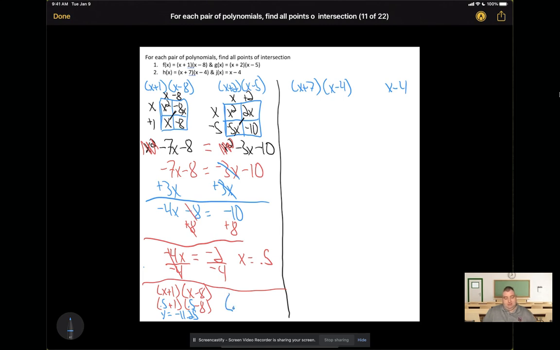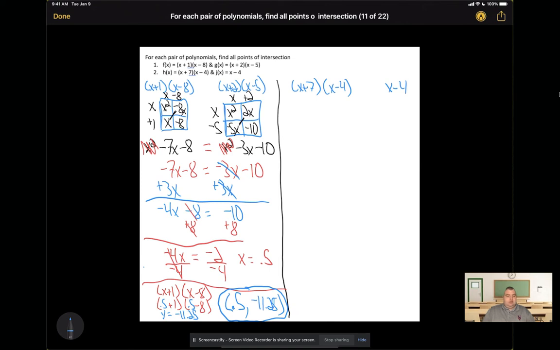The x value is a half, and the y value is negative 11.25. So that is how we write our point of intersection, 0.5, comma, negative 11.25. So that's it for number 1.